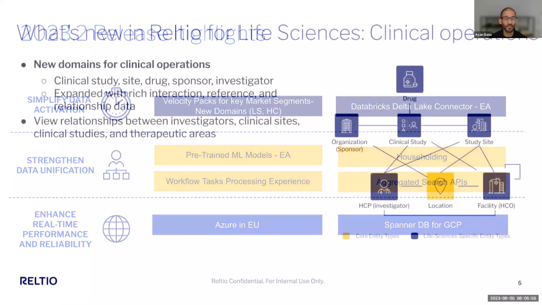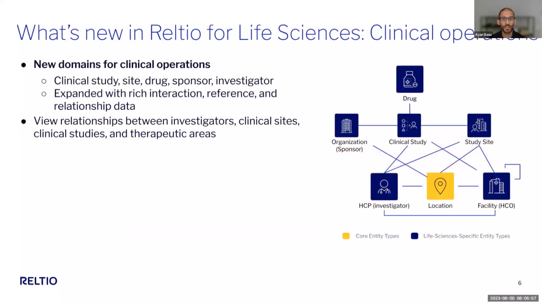Now we're going to dive into each one of these sections in greater detail. So starting off with the Velocity Pack updates, when it comes to life sciences, we are now launching our clinical operations data domain. And within clinical operations, there's a few key data models that we've added and a lot of attributes and rich relationships and interaction data and reference data in accordance with all of these data domain data models.